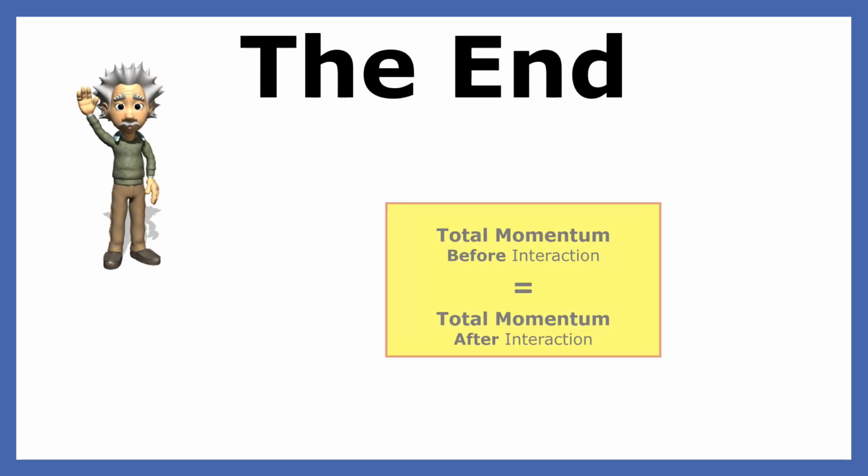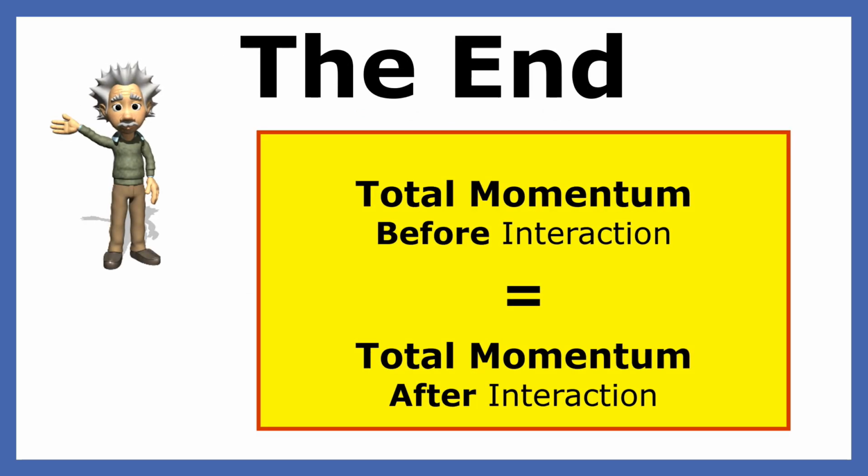Remember, in all interactions, the total momentum before equals the total momentum after. Individual momentums can change, but not the total. This law is derived from Newton's third law of motion that states that when any object A exerts a force on object B, the forces they exert on each other are equal but opposite. And this is the end of my presentation on the law of conservation of momentum.